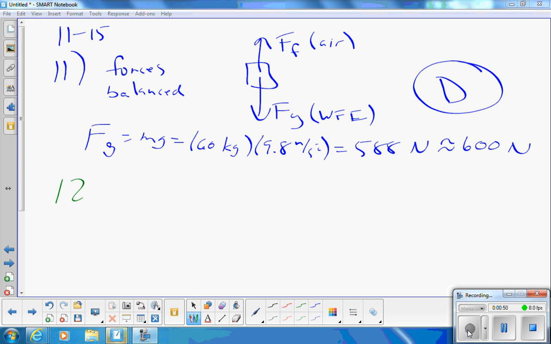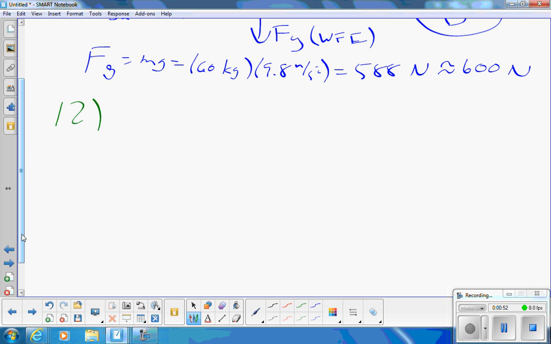Number 12. Moving on. Box is pushed to the right. Force of friction is directed to the left. That's about all there is to that, because it opposes motion. And so that is choice A.